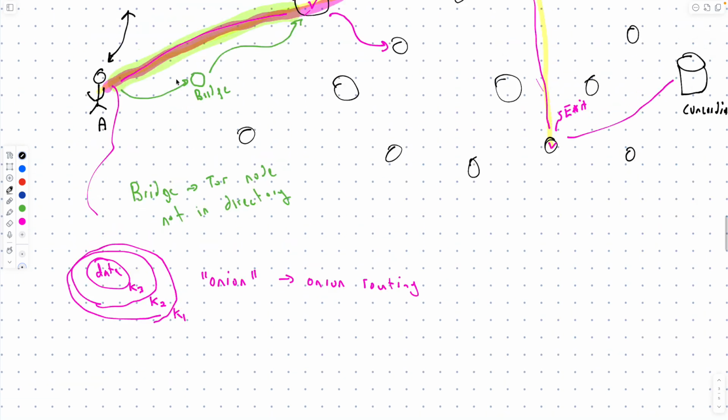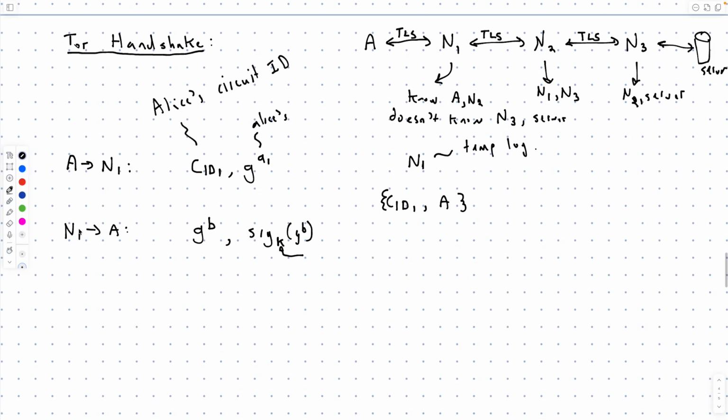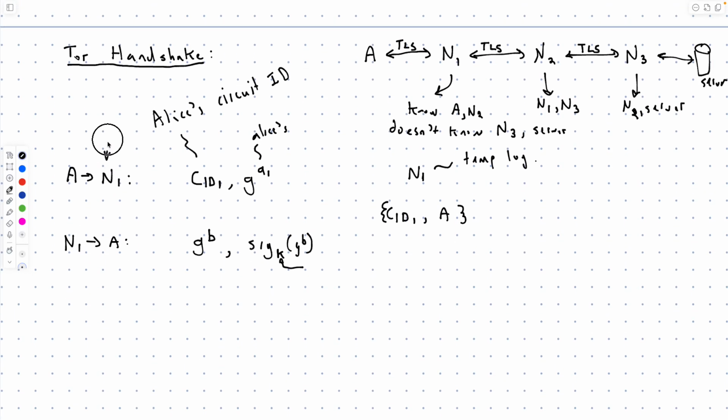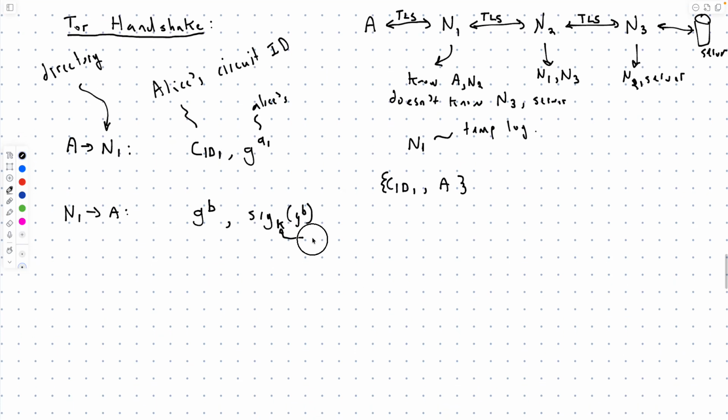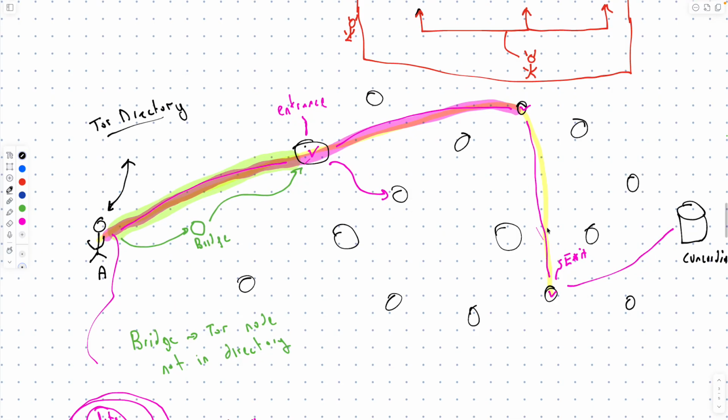Okay, so when Alice chose the nodes, she chose node 1. She knows that from the directory, so she knows its IP address and it knows its key. The directory is trusted. So how do I know any of these keys? Like, how do I know any of the node's keys? We don't have certificates. We don't have certificate authorities or anything like that. We have the Tor directory.